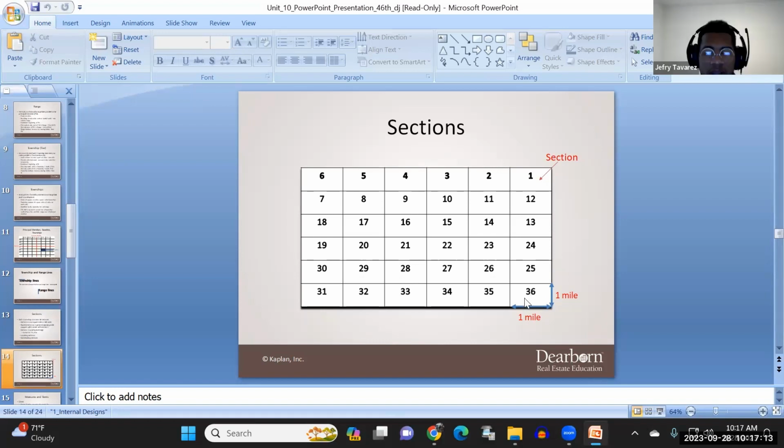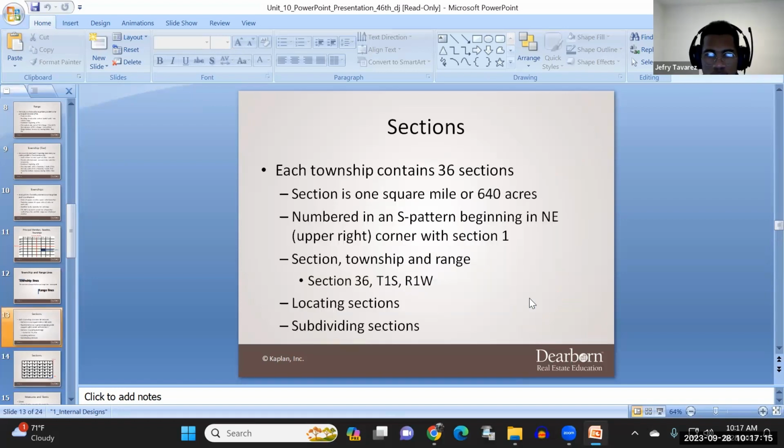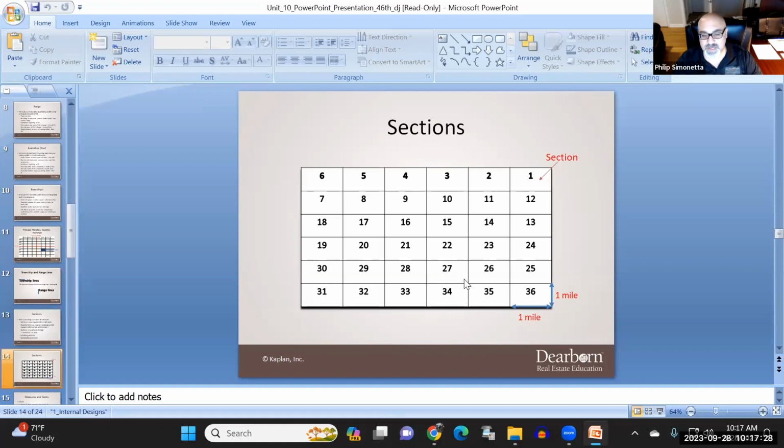Could you go back, please? Section 36, T1S, R1W. Right. Okay. But all you're looking at right now is section 36. You're not seeing the T1S R1W. That's just showing you how it would look on a description. Right?